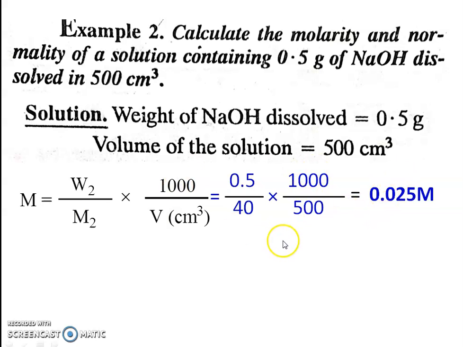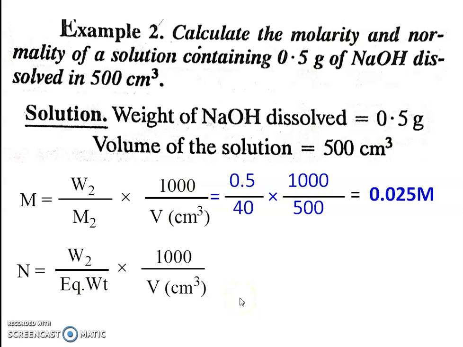Now next is normality. Normality is a concentration where the gram equivalents of solute are present per liter of solution. This is the normality. And how do we find the gram equivalent? Weight of solute upon equivalent weight. This ratio gives the gram equivalents.